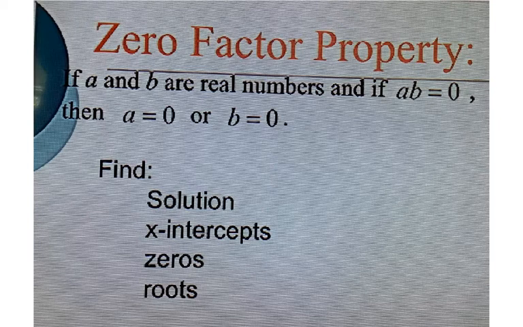So when you're finding factors or solutions, I'm going to show you two different examples. The zero factor property states that if A and B are real numbers, and if A times B is equal to 0, then A equals 0 or B equals 0. These represent factors, your A and B, and it'll make more sense once we start doing it.